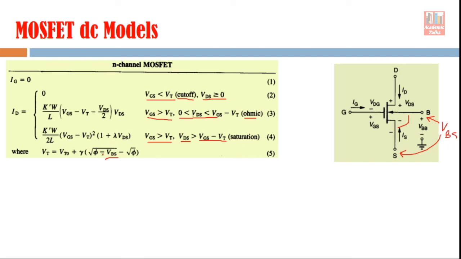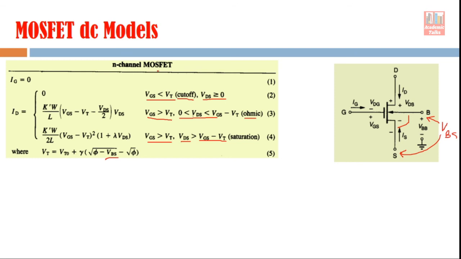If VBS is 0, then in all this part you will get phi minus phi, square root of phi minus square root of phi, so they will cancel and all this part will be 0. So VT will be equal to VT naught. But if this B terminal, the bulk terminal, is not connected to ground, and there is some potential at the bulk terminal with respect to ground, then this VBS is not 0, and at that time VT will be different from VT naught. So anyway, this is the summary of the DC model of an N-channel MOSFET.